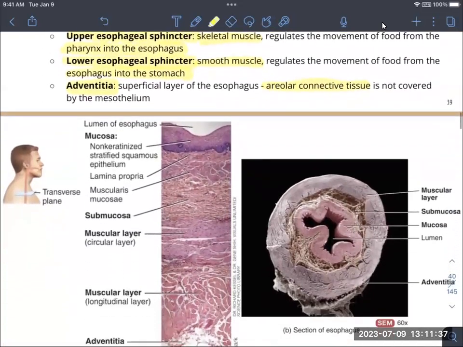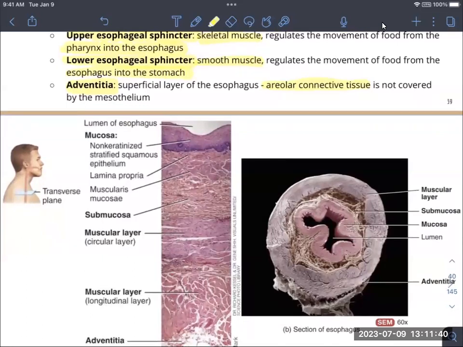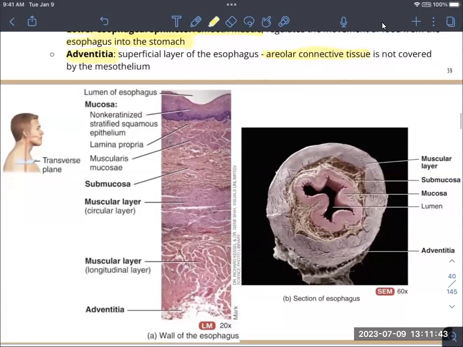So here is an esophagus. Those different layers. We get that non-keratinized stratified squamous epithelium. That mucosa. You see that lamina propria? You see that muscularis mucosa. Then we get that submucosa. Muscle layer. Two layers of muscles going different directions. Then that adventitia on the outside.